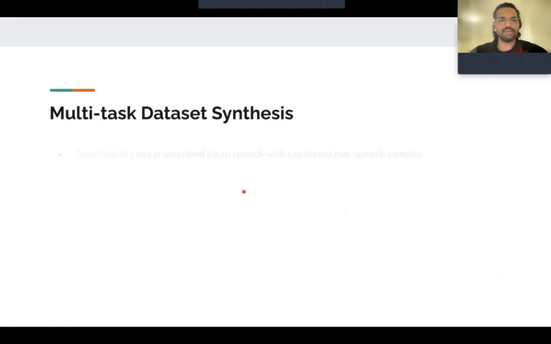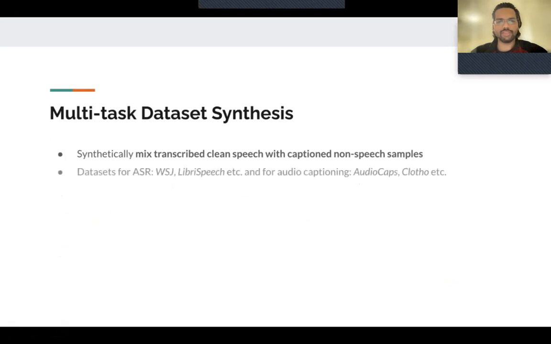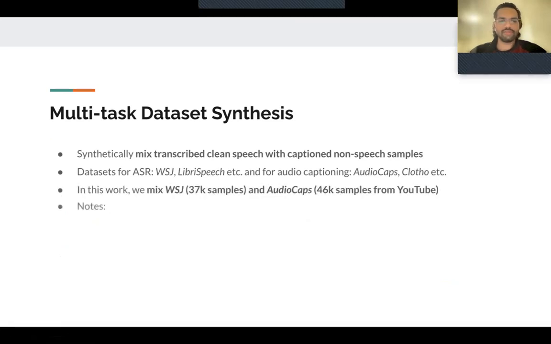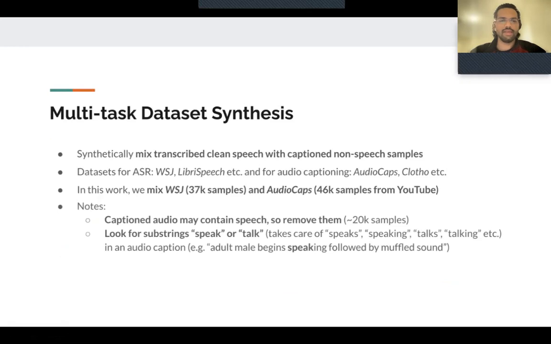Now, coming to the multitask synthesis, we synthetically mix transcribed clean speech with captioned non-speech samples. Some of the datasets for speech transcription are Wall Street Journal, LibriSpeech, and so on. And for audio captioning, they are AudioCaps, Clotho, and so on. In this work, we mix 37,000 samples from Wall Street Journal and 46,000 samples from AudioCaps. However, the AudioCaps dataset actually contains speech samples as well. So we remove them, which are about 20,000 samples. We do this by looking for substrings like speak, talk, and their various forms like speaks, speaking, and so on.